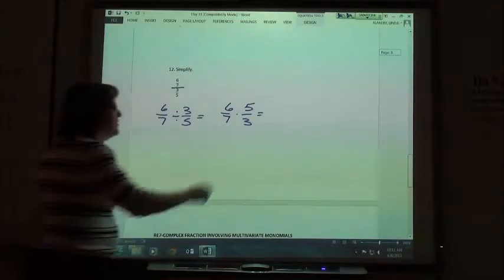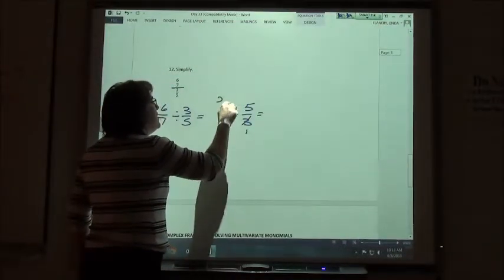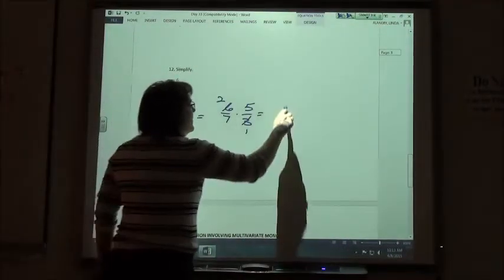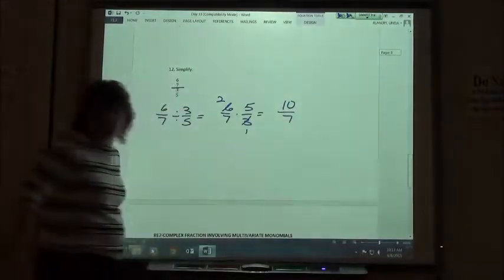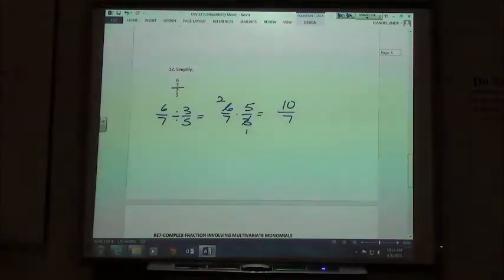3 goes into 6 twice. 3 goes into there once and into there twice, and so I get 10 over 7. 10 over 7 for my answer. Easy enough, right?